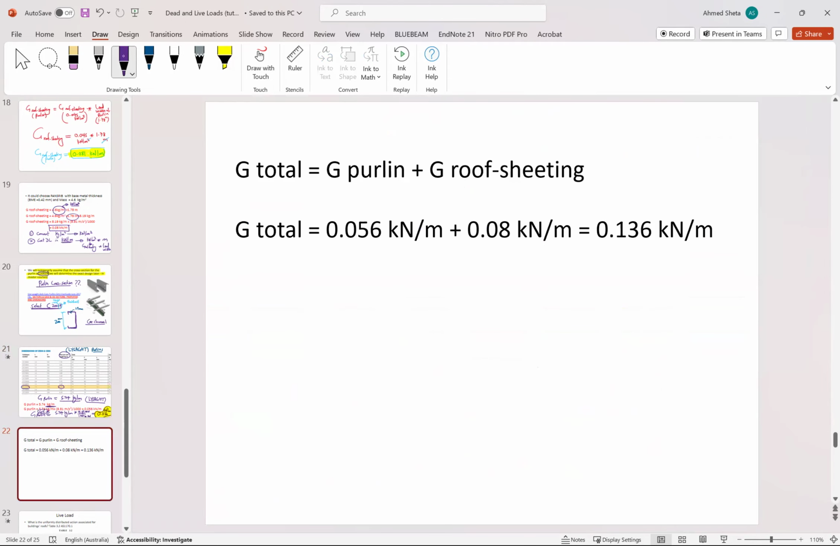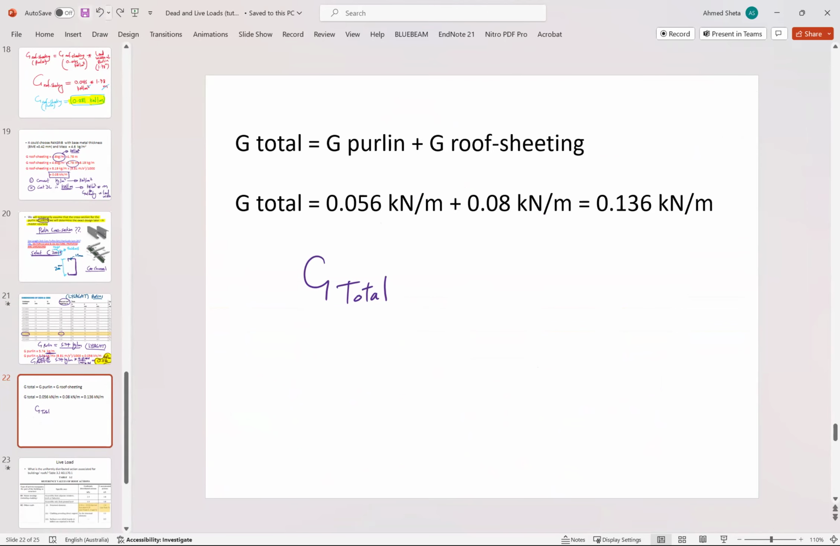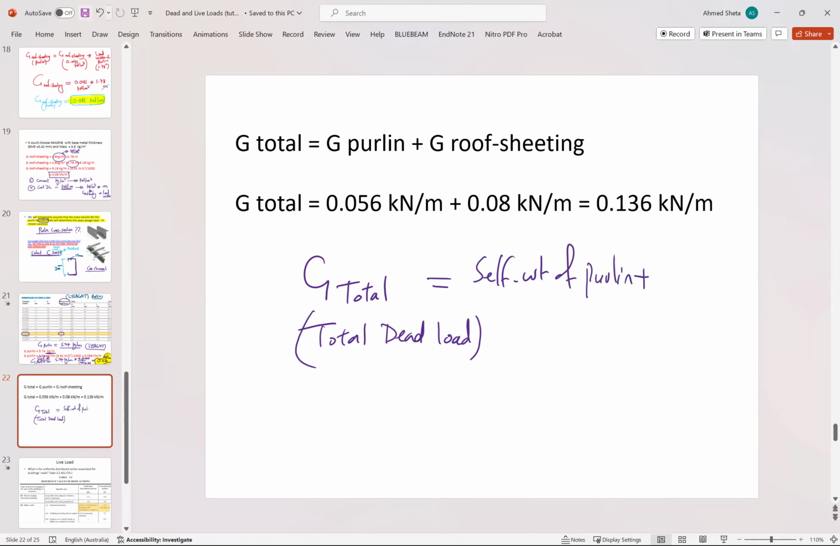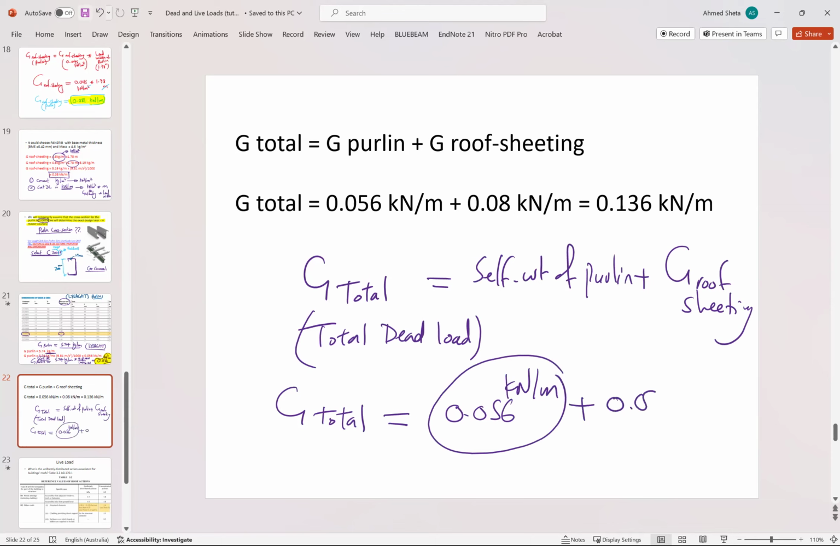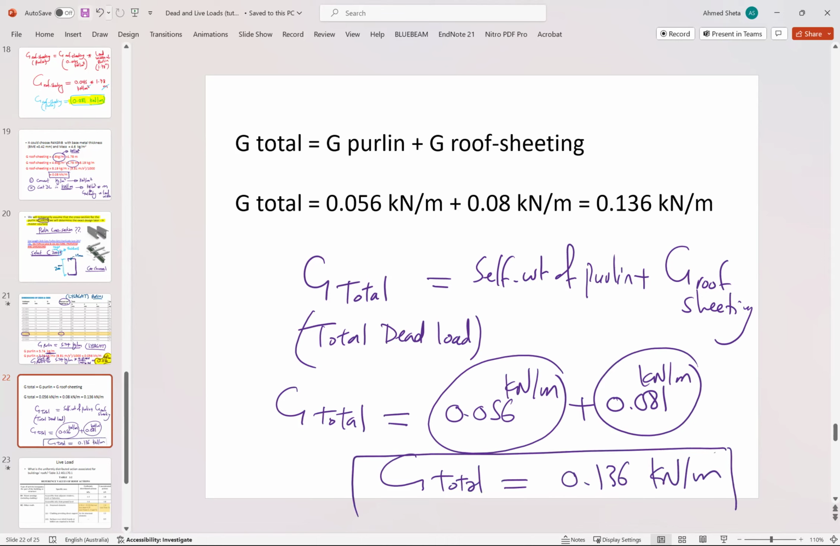And what is the next step? The next step is the G total, or total dead load. What will the total dead load be? G self weight of Purlin plus G roof sheeting. So this is the final dead load. So G total is equal to 0.056 kilonewton per meter from the previous step plus 0.081 kilonewton per meter from the earlier step. So the final G total will be 0.136 kilonewton per meter. So this is the first part of the requirement.